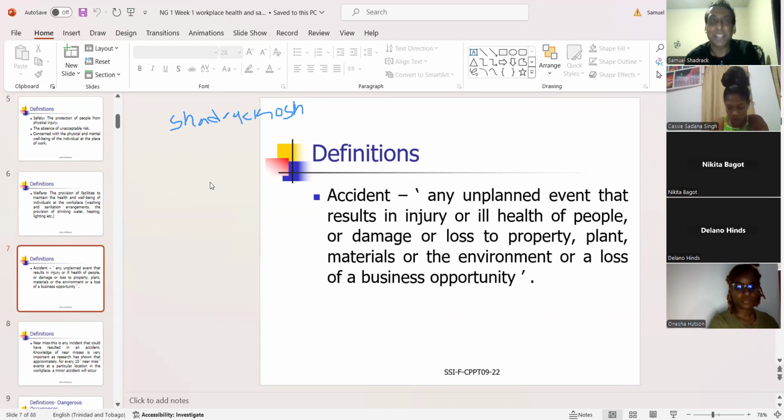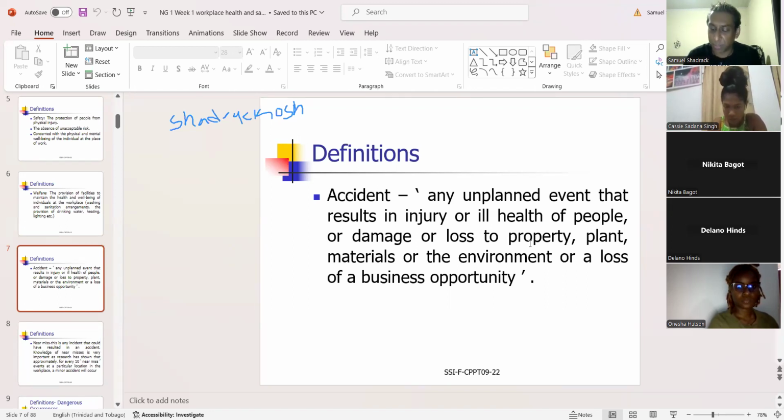So let's move on. All right, this one too is not too famous, but it is a runner-up. This one is laying the foundation for what is a hazard, right? The two best ones come at the end anyway. All right, so what is an accident? An accident is any unplanned event that results in injury or ill health of people, or damage or loss to property, plant, material, or the environment, or a loss of a business opportunity.